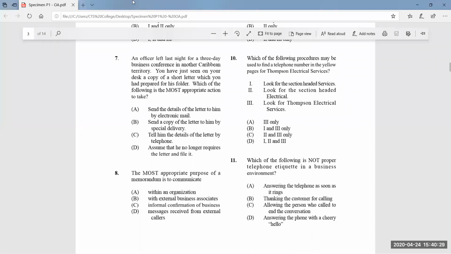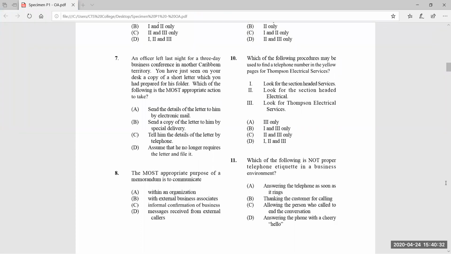I'm going down to number 11. Read through the question, look at your options, and tell me which one is not. Always pay attention to words in the question that are in capital letters. Which of the following is not proper telephone etiquette in a business environment? Not proper. Which means that 3 of those responses would be proper and 1 is not proper. So which one is not proper?